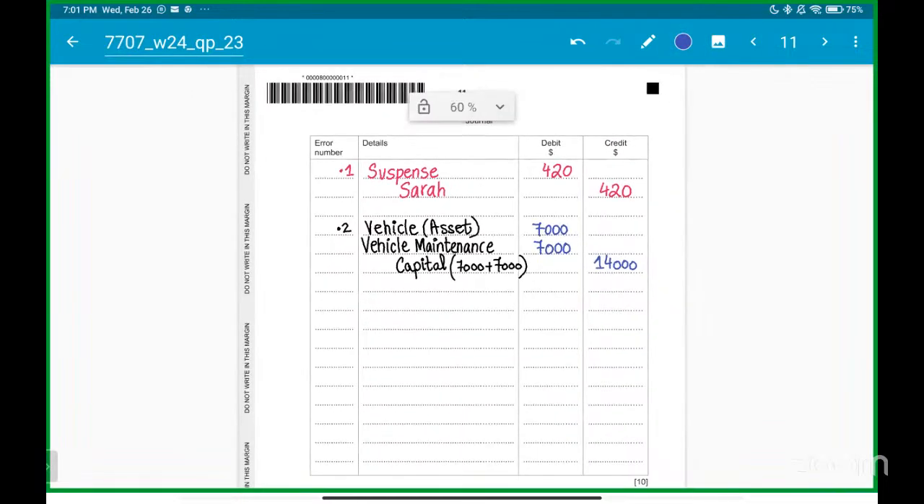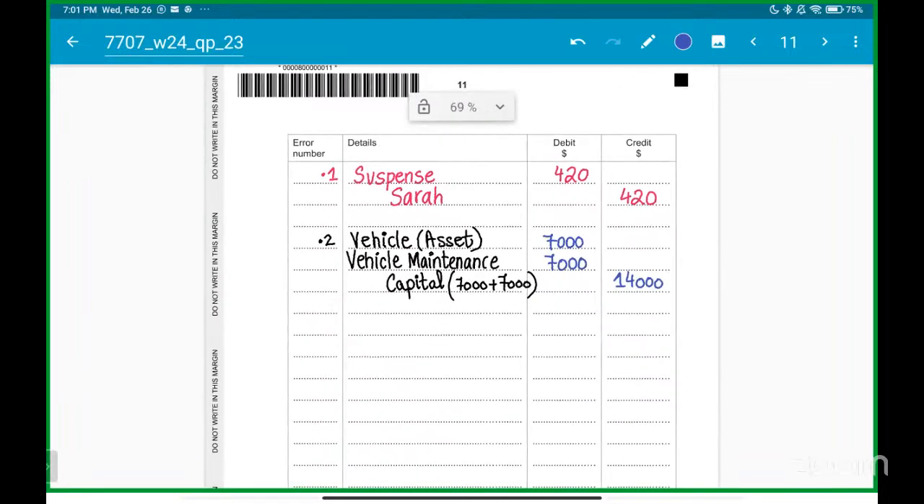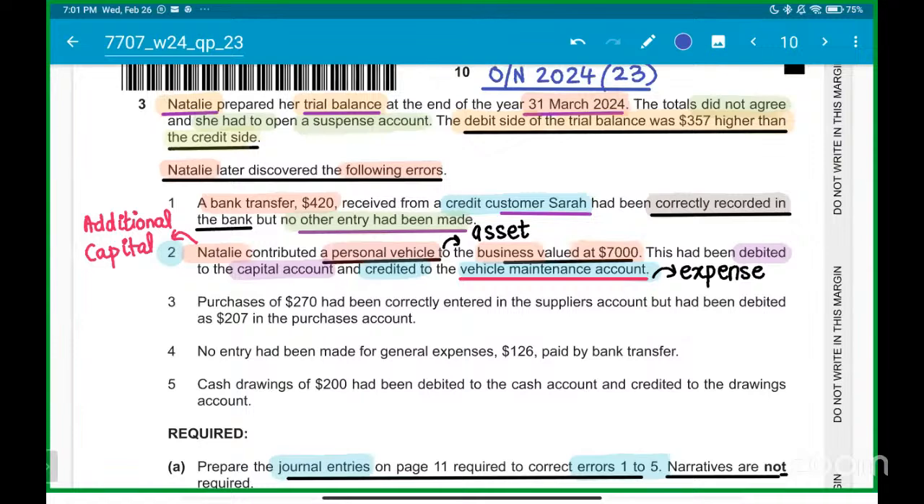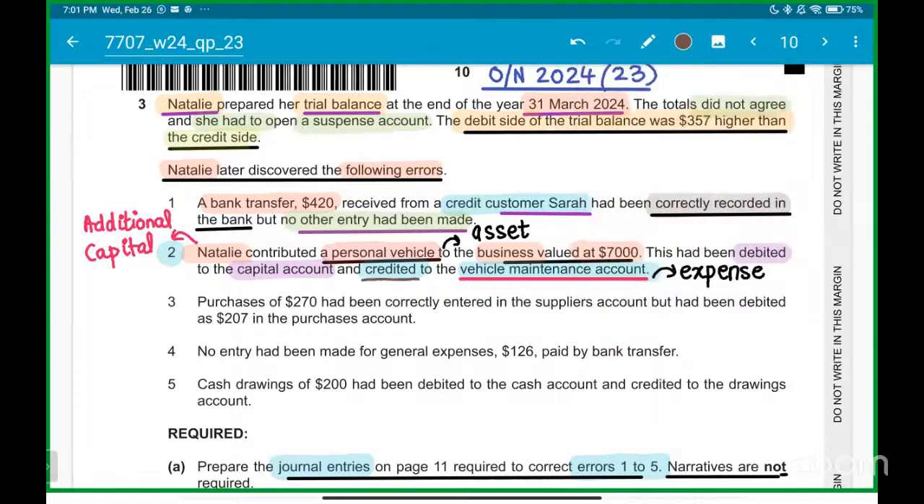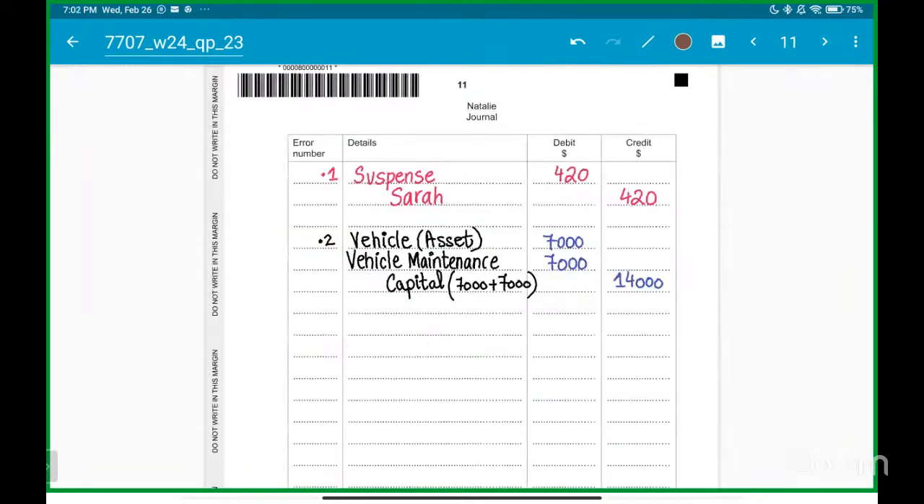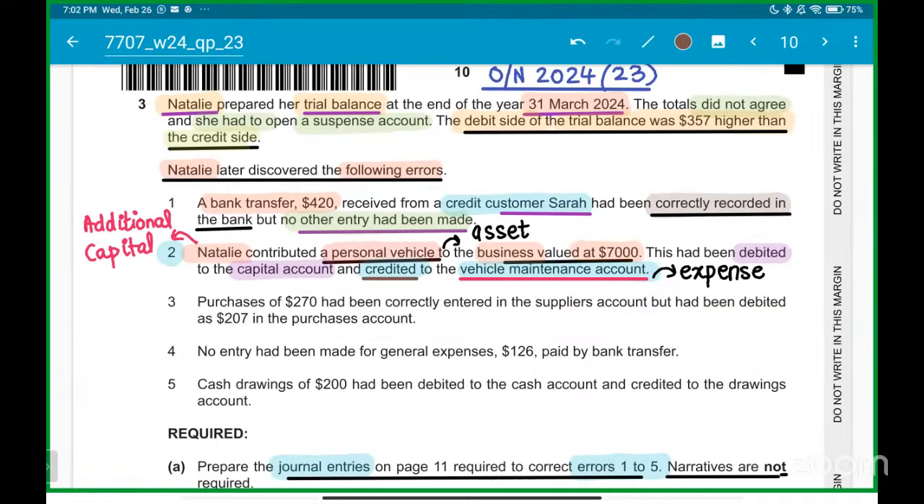Got it? Anyone with a question or doubt, guys? People got it clear? The motor vehicle account will be debited because they haven't recorded it. The vehicle maintenance account should not exist at all, because that's an expense. So the credit we have to set off. So we'll record on the debit side the vehicle maintenance, and capital, because they have recorded on the wrong side. So we have to double the amount if we record on the wrong side. Got it clear? That's two errors completed.